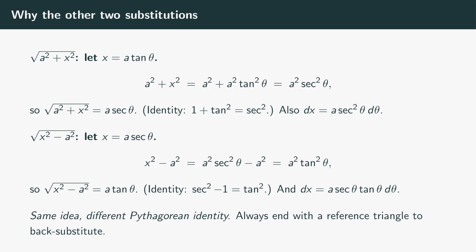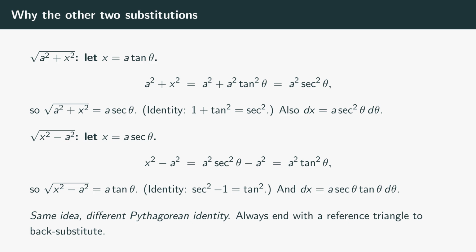Briefly, the other two. They follow the exact same pattern, only the identity changes. For the square root of a squared plus x squared, sum instead of difference, let x equal a tangent theta. Then a squared plus x squared becomes a squared plus a squared tangent squared theta, which factors as a squared times the quantity 1 plus tangent squared theta. And 1 plus tangent squared equals secant squared is the Pythagorean identity in a different rearrangement. So a squared plus x squared equals a squared secant squared theta, and the square root is a secant theta. The differential, dx equals a secant squared theta d theta.